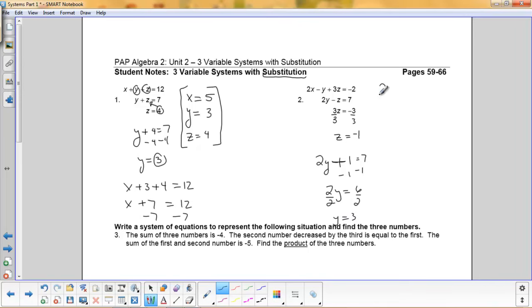Now I'm going to come back up here, and it's going to be 2 times x minus 3 plus 3 times -1 equals -2. So I get 2x minus 6 equals -2. Adding 6 to both sides gives me 2x equals 4, divide by 2, x equals 2. Again, please be organized in the way that you present your solution so that it is easy for us to see what your solution actually is.